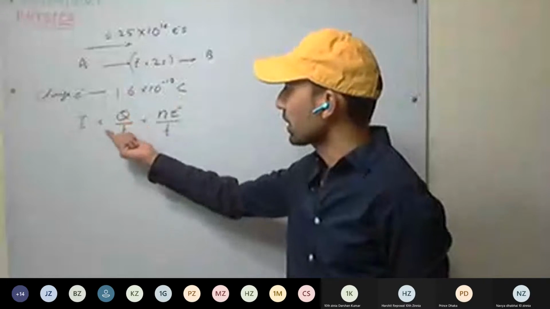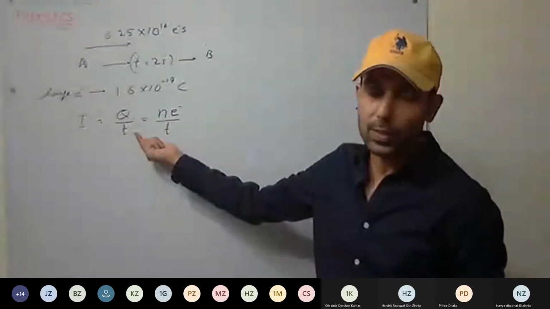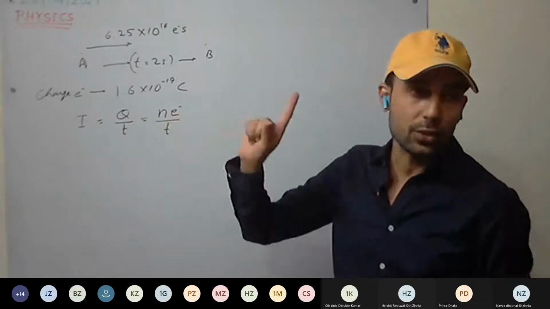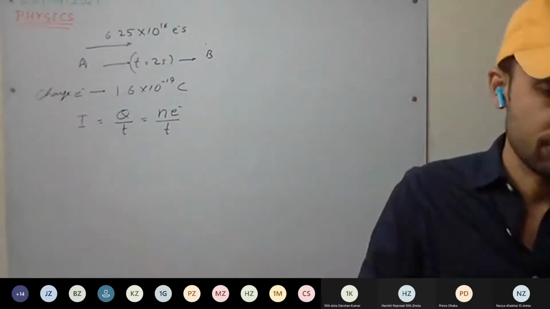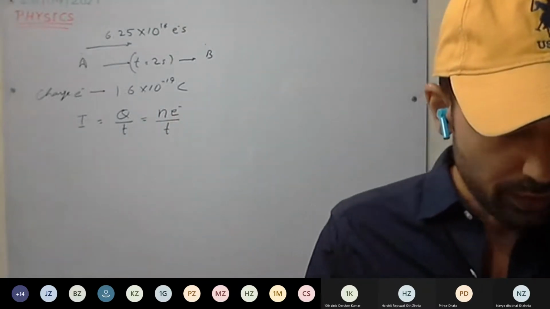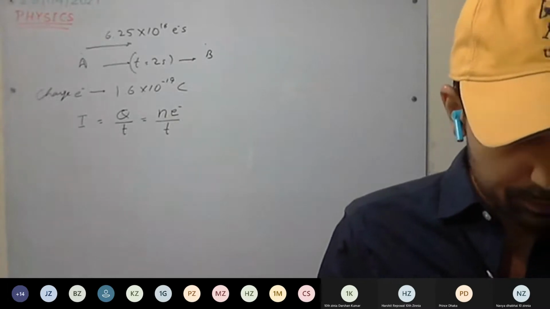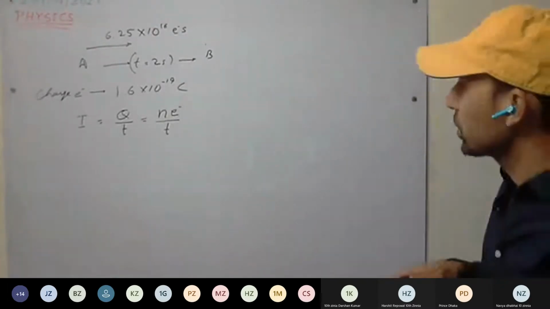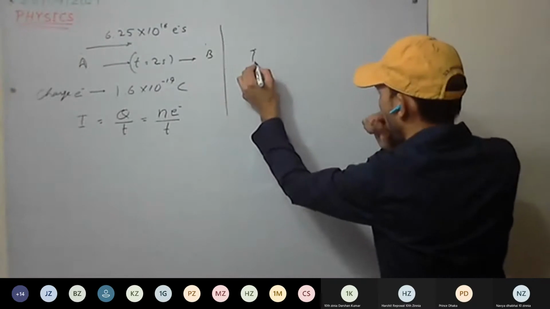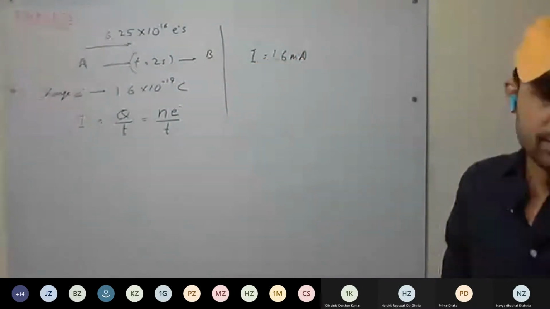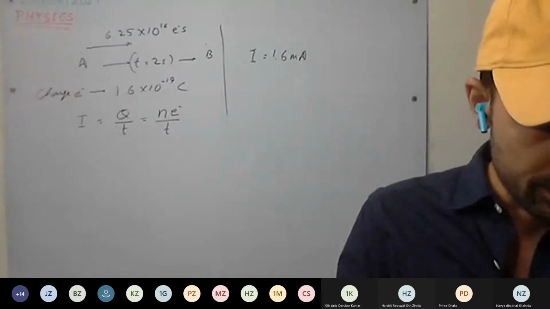Current flowing definition: current is Q by T, charge per unit time. And what is the charge? Number of electrons into charge on one electron. How much charge one electron takes. Okay, second one, a current of 1.6 milliampere flows through a conductor. How much current is flowing? 1.6 milliamperes.